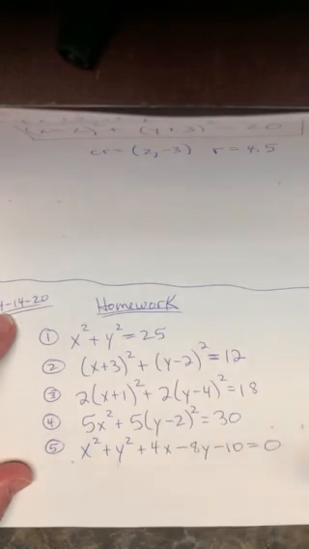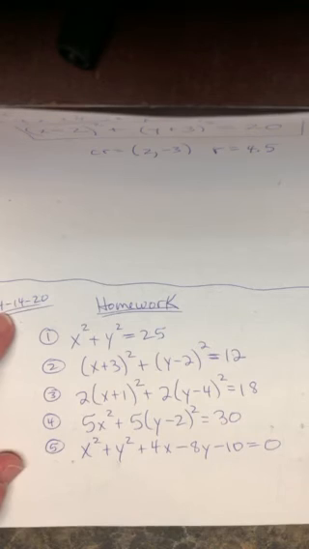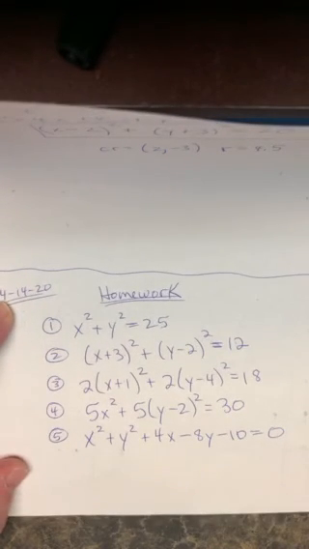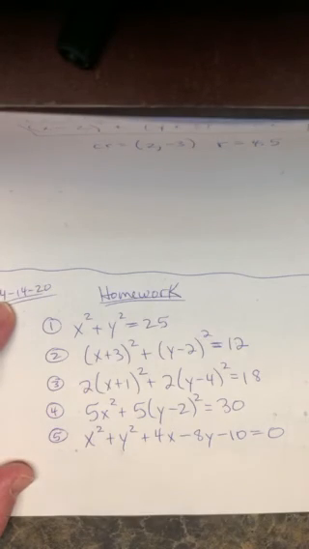So guys, x squared plus y squared equals 25. X plus 3 squared plus y minus 2 squared equals 12. 2 times x plus 1 squared plus 2 times y minus 4 squared equals 18. 5x squared plus 5 times y minus 2 squared equals 30. And then finally, x squared plus y squared plus 4x minus 8y minus 10 equals 0.